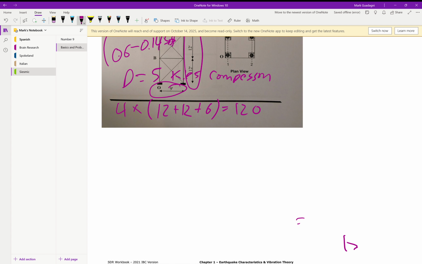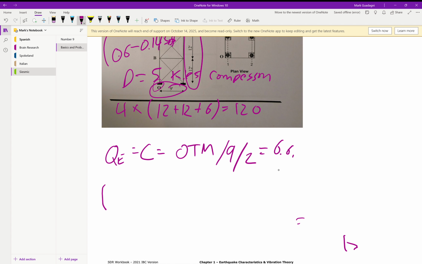So that's 120, but when we're trying to get O, we're going to divide it by 9 to resolve that into a force couple. So Q sub E equals C equals the overturning moment, I'm just going to say OTM, divided by 9 feet for the couple, and then there's going to be 2 supports on either side, so that's going to be 6.67. It's going to be your earthquake effect.